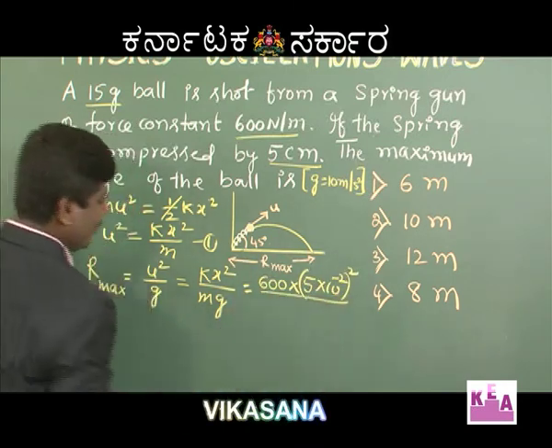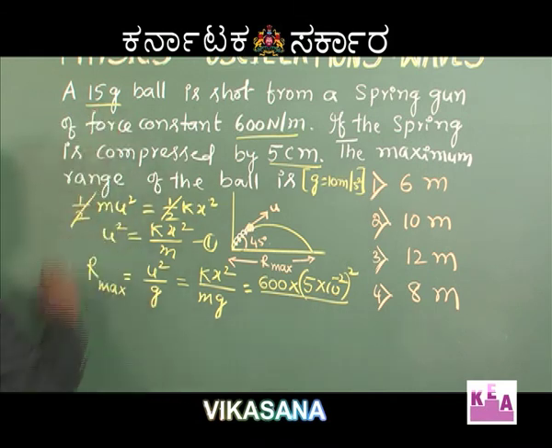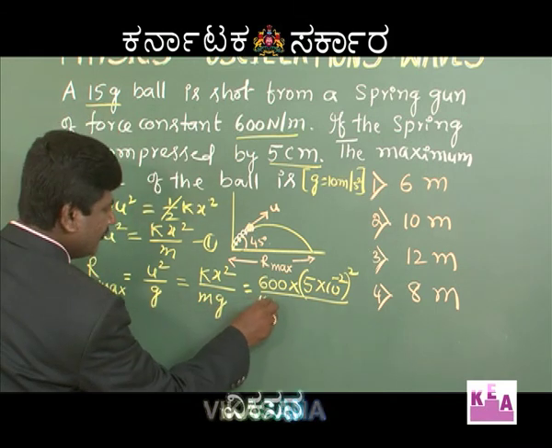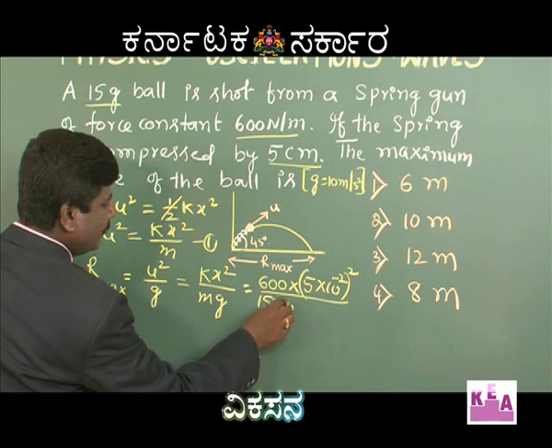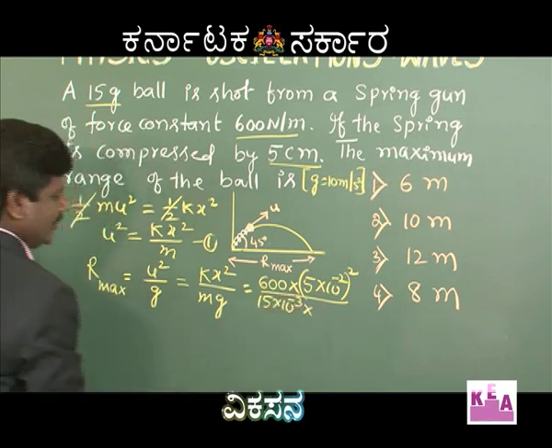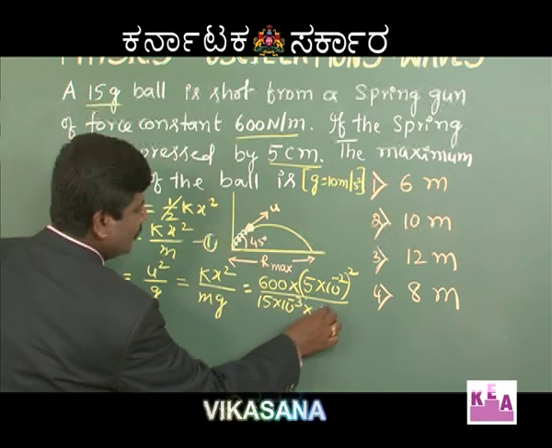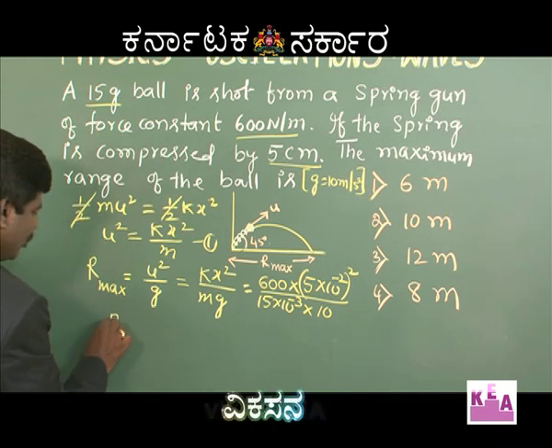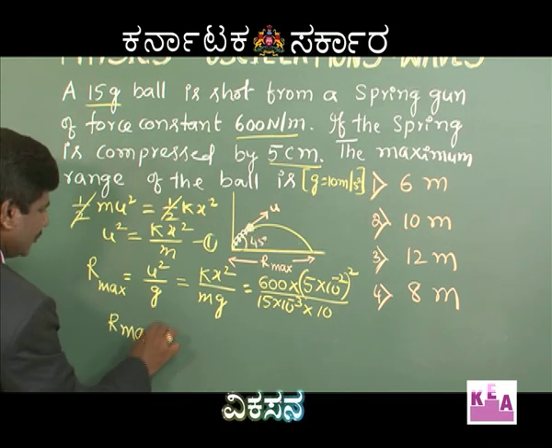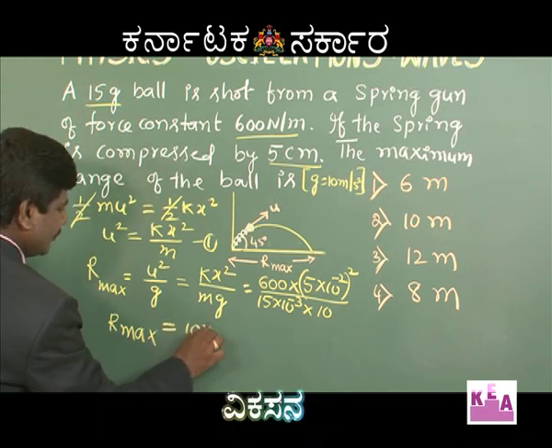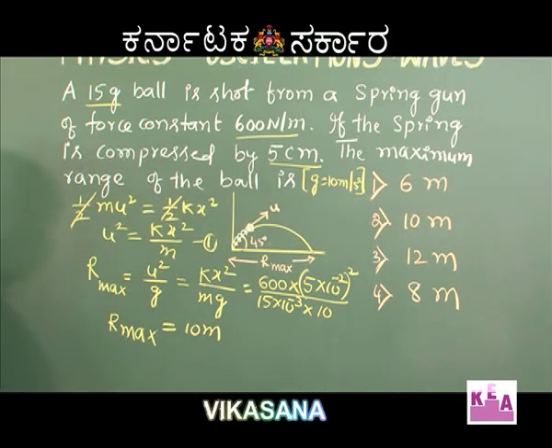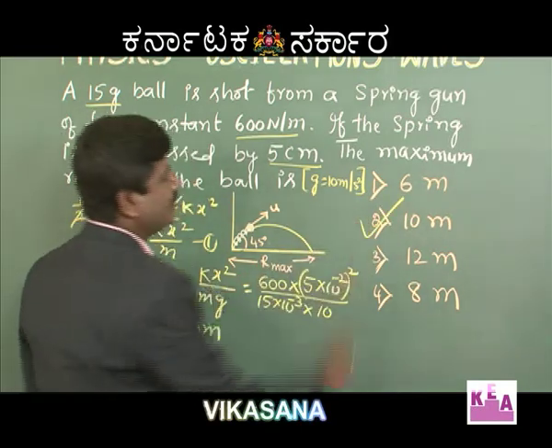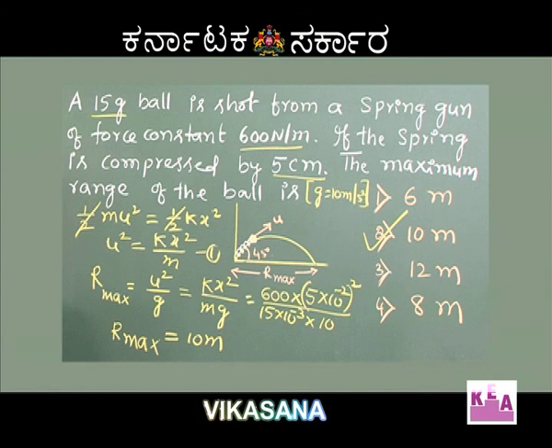And this is divided by mass. What is mass? 15 gram. 15 gram is nothing but 15 into 10 to the power of minus 3. The value of g is 10 meter per second square. On simplifying this equation, you get the value of r maximum, that is equal to 10 meter. Therefore, for this question, option 2 is right. That is equal to 10 meter.